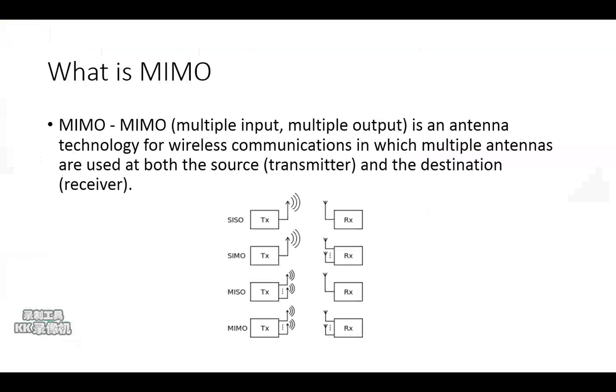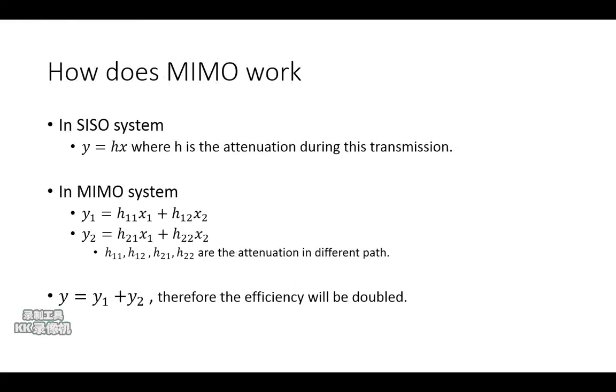Before we discuss the MIMO, let's see what MIMO is. MIMO is the antenna technology for wireless communication in which multiple antennas are used at both the source and the destination. But how does MIMO improve the spectral efficiency? Let's take a simple example.